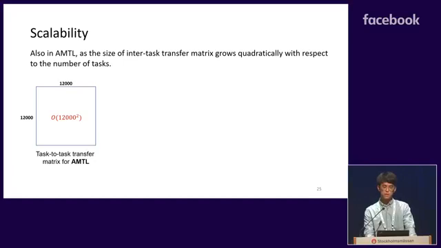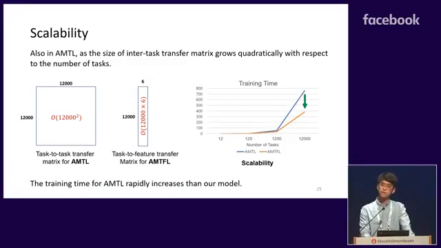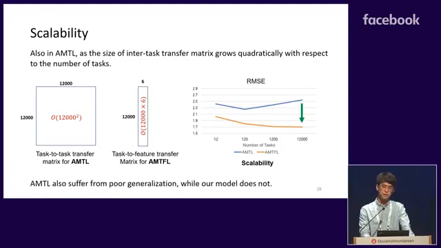And also in AMTL, the size of the inter-task transfer matrix grows quadratically with respect to the number of tasks. But in our model, the size of the matrix is more scalable if the feature dimension is relatively small. And then the training time is reduced as well. Also, AMTL suffers from poor generalization with a large number of tasks, but our model can generalize well.